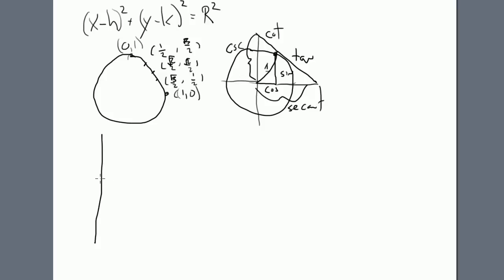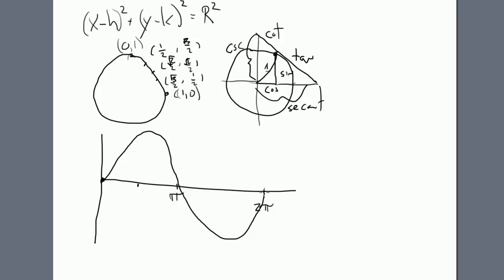Again, if we go from 0 to pi to 2 pi, same thing around the circle here. You know that the sine of 0 is, oh, there's the sine. Sine of 0 is 0. Sine of pi over 2 is 1. And the sine curves like that.